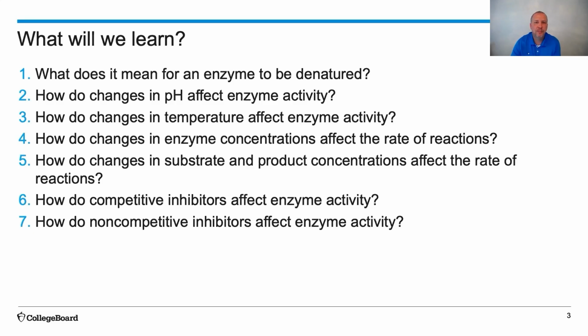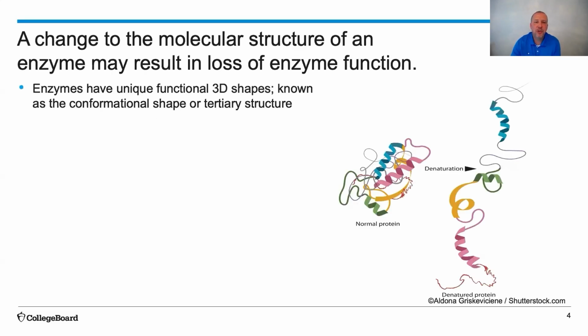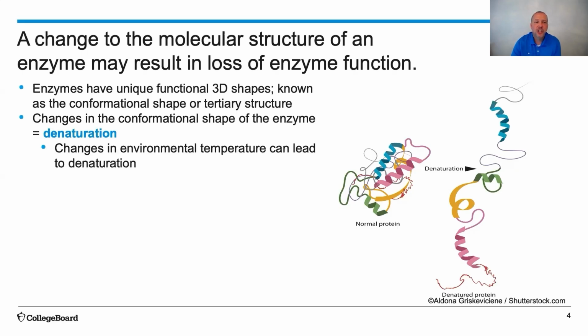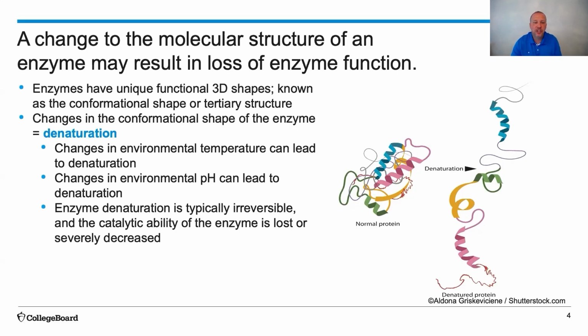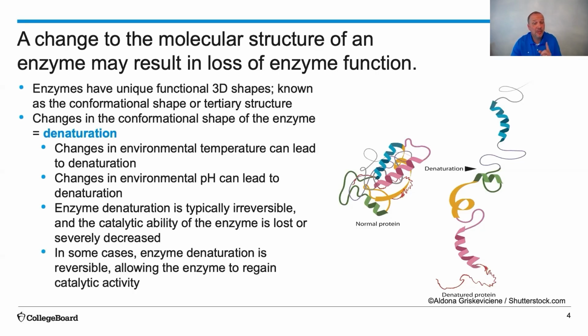So let's dive in. Enzymes have a unique functional 3D shape known as the conformational shape or tertiary structure. Changes in the conformational shape of the enzyme equal denaturation. Changes in the environmental temperature can lead to denaturation. Changes in environmental pH can lead to denaturation as well. Enzyme denaturation is typically irreversible, and the catalytic ability of the enzyme is lost or severely decreased. However, in some cases, enzyme denaturation is reversible, allowing the enzyme to regain catalytic activity.